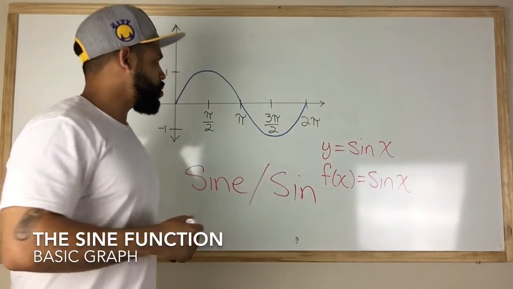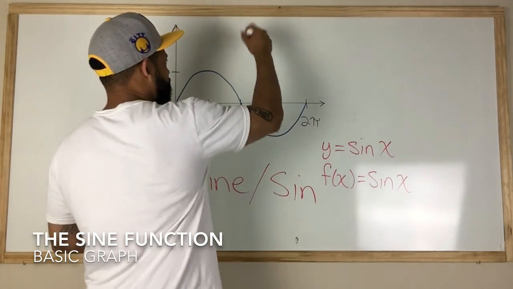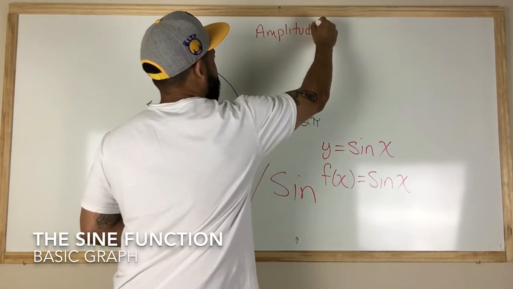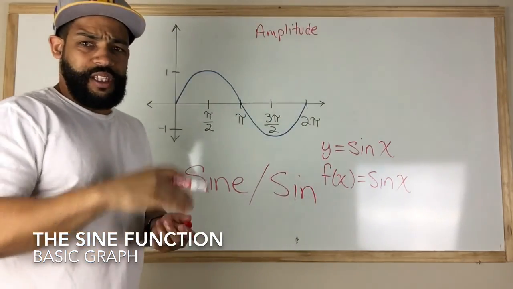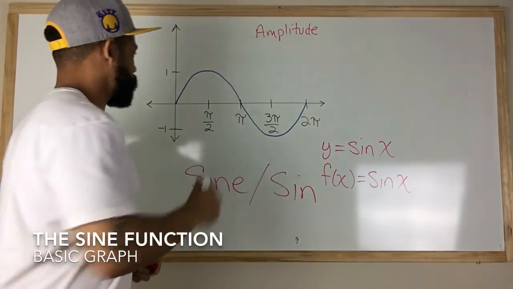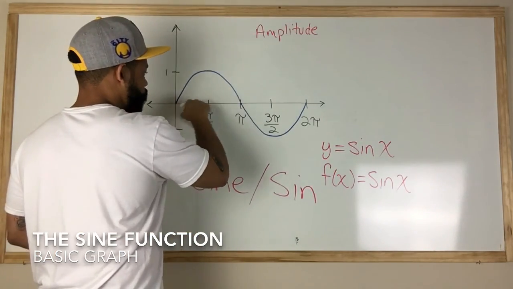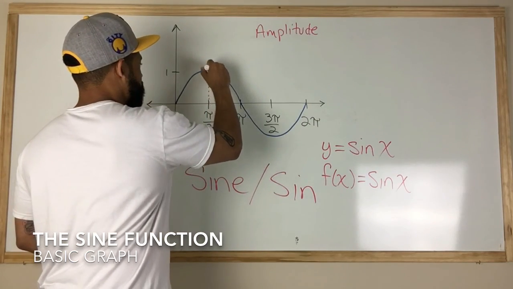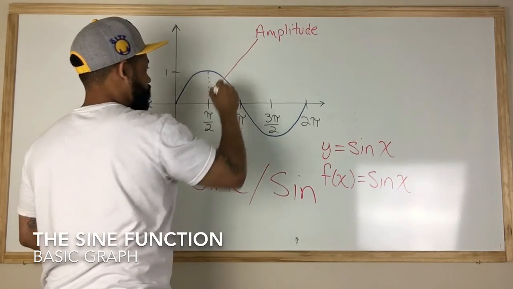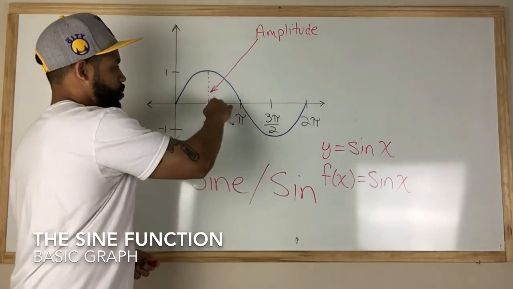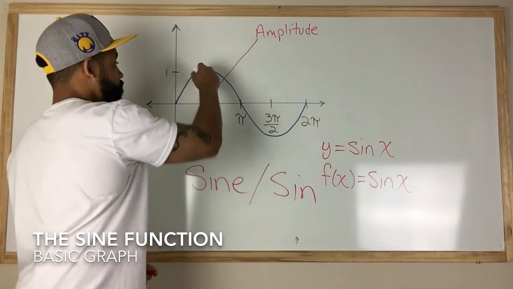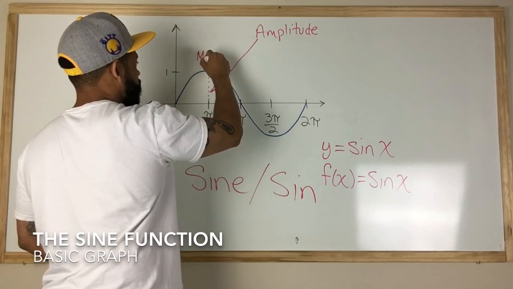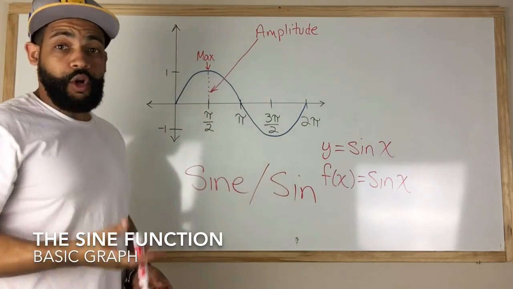So the first thing we want to talk about is the amplitude of this graph. The amplitude of the sine function is how high the wave goes, okay? So when I go from this center point, notice here the x-axis is the center point. So basically the amplitude is just how high that graph goes from the center to the maximum point. So this is also another word. We have the maximum. All right. So that's the highest point on the wave.